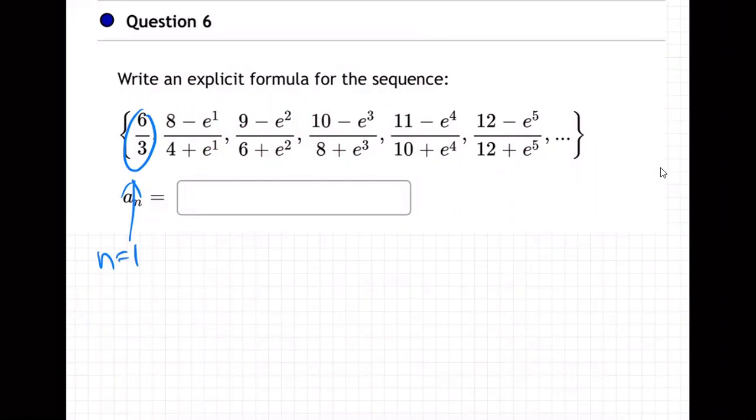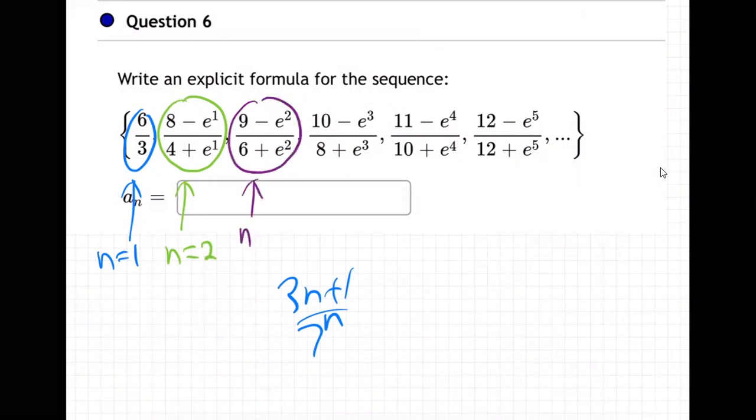Some kind of formula, like, I don't know, 3n plus 1 over 7 to the n, I'm just making stuff up, I have no idea. Some kind of formula like that where you could plug in 1 and you'd get that. And then for this one, you'd plug in n equals 2 and you'd get that. And this one, you'd plug in n equals 3 into this formula. It's one formula, and you're going to plug in these different n values. We always start at 1.